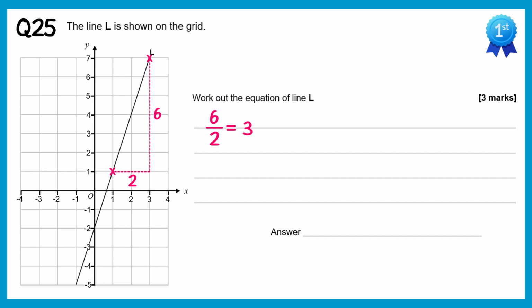Now we have the gradient, we also need the y-intercept, which is where the line crosses the y-axis. You can see here that's negative 2. Now if we write down the general equation of a line, y equals mx plus c. M is just the gradient and c is the intercept. We said the gradient was 3, so it's y equals 3x, and the intercept was negative 2, so subtract 2. And that's the answer to the question.